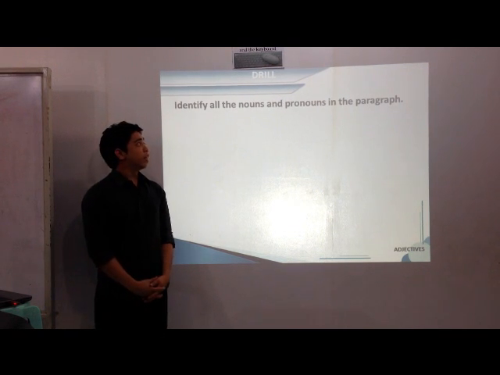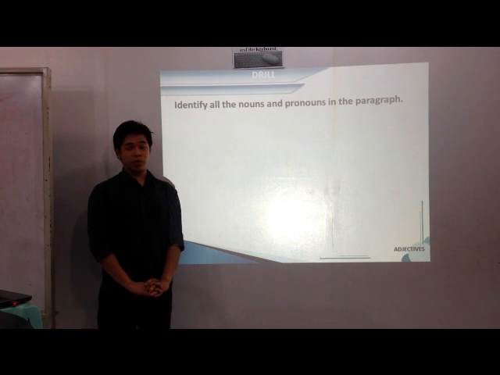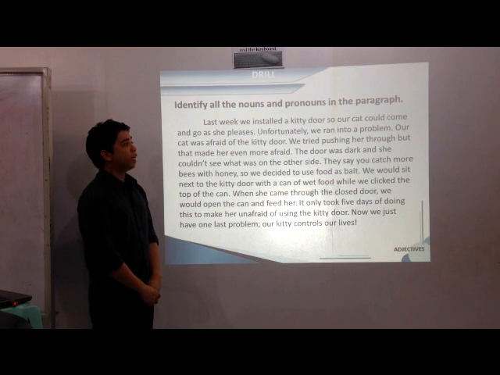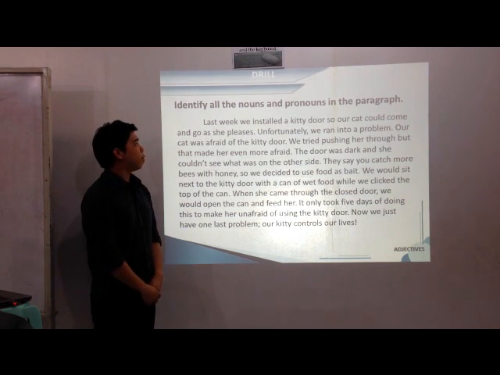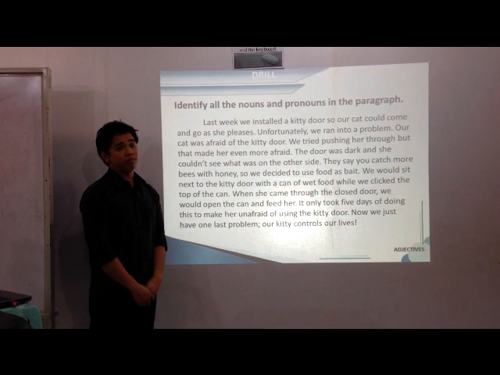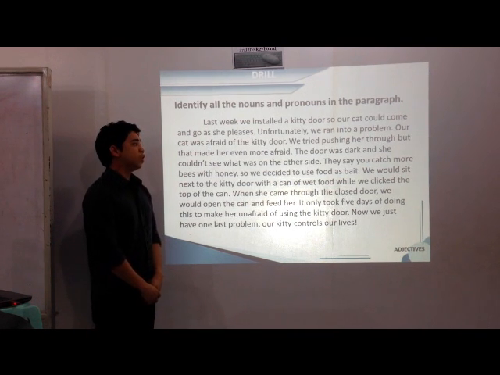Now let us try to identify all the nouns and pronouns in this paragraph, but let me read it to you first. Last week, we installed a tiki door so our cat could come and go as she pleases. Unfortunately, we ran into a problem. Our cat was afraid of the tiki door. We tried pushing her through, but that made her even more afraid. The door was dark, and she couldn't see what was on the other side.